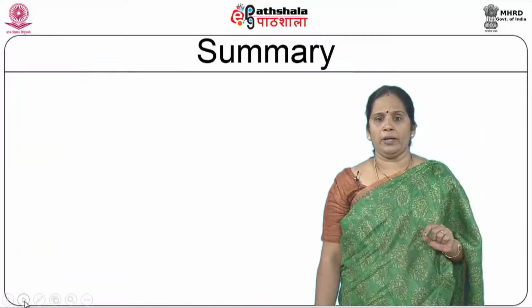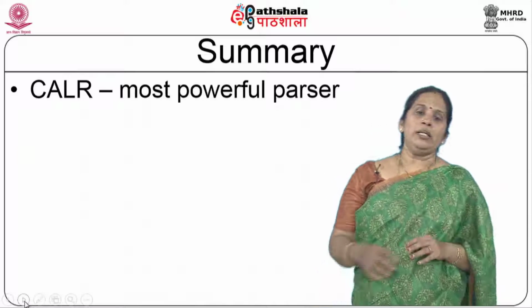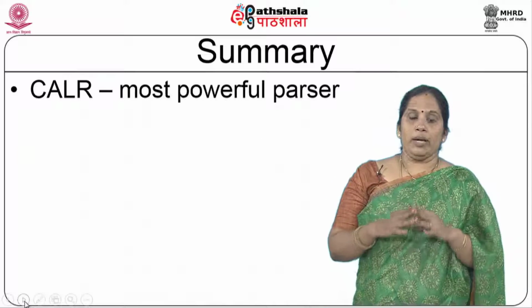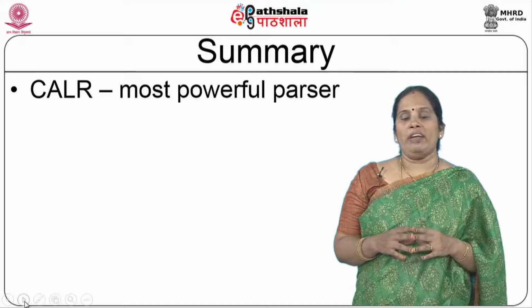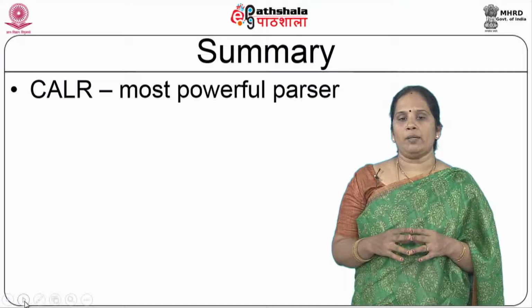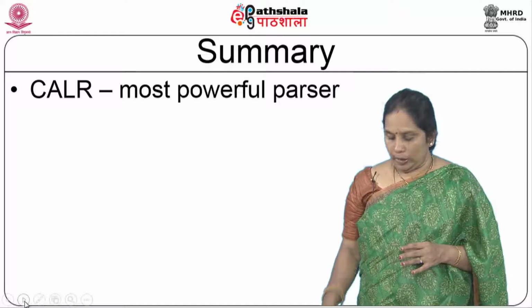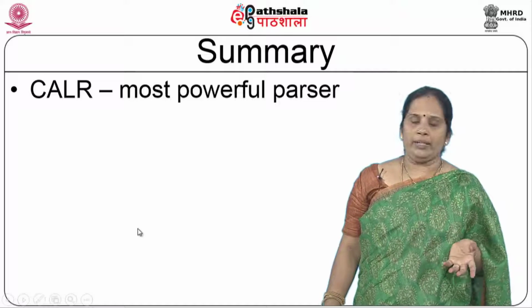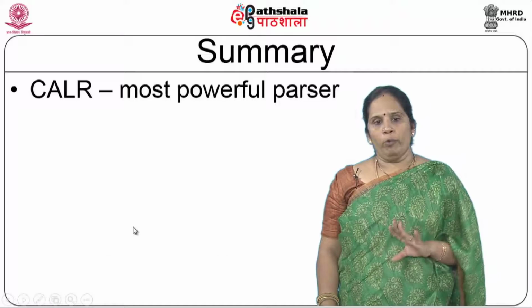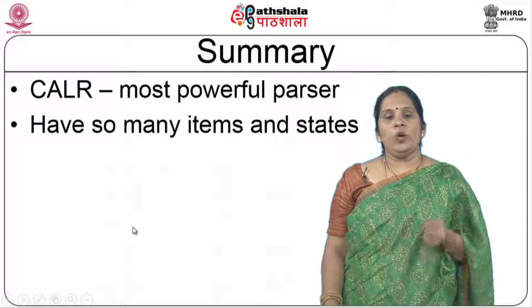So canonical LR parser is the most powerful parser, but the drawback of this parser is having a lot of item numbers as compared to the other parsers. The SLR parser has a lesser number of items, whereas the CLR parser has more items. So it has so many items and states, but there is no conflict at all if the grammar is an unambiguous grammar. Okay, thank you.